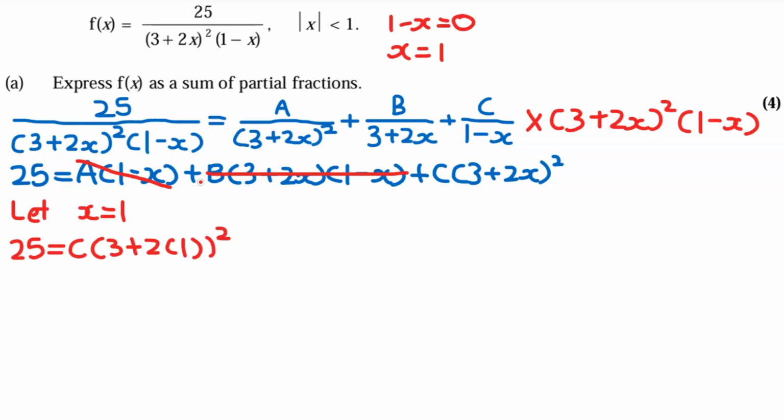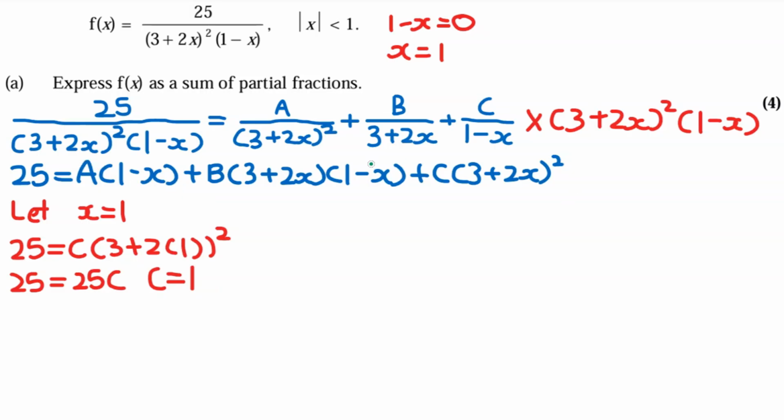We're going to plug in x is equal to 1, and then we can simplify this because 3 plus 2 times 1 here is equal to 5, but remember it's to the power of 2 here, so it's going to be 5 squared, which is equal to 25, so it's going to be 25c, and then divide both sides by 25, so therefore we get that c is equal to 1.